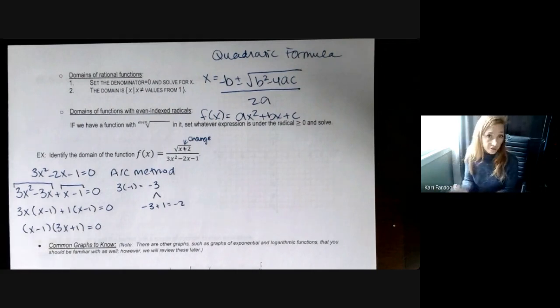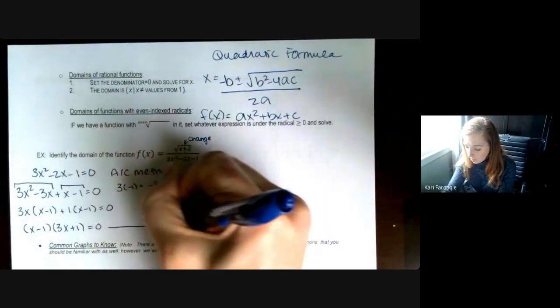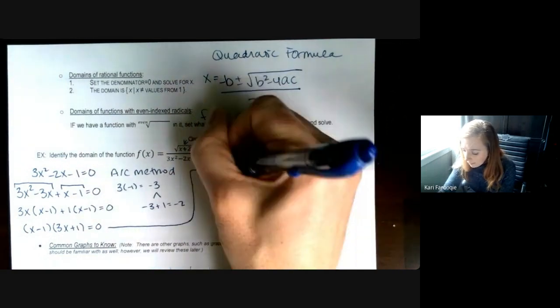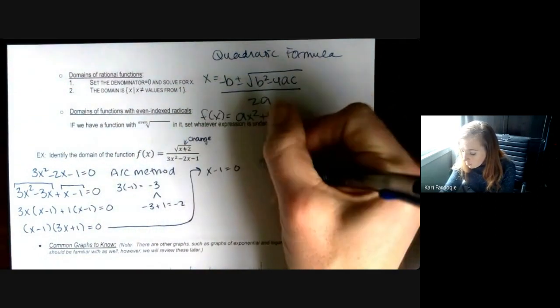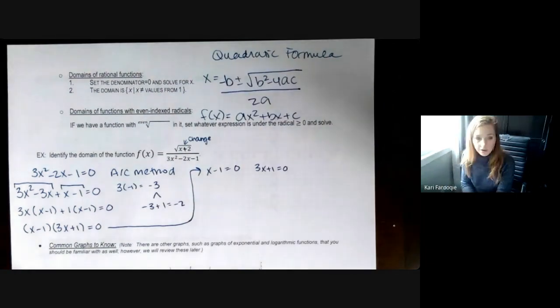Factoring only works sometimes. All right, so now you're going to use the 0 factor property. You're going to take each factor and set it equal to 0. So I'm going to take x minus 1 and set it equal to 0, and 3x plus 1 and set it equal to 0, and I'll solve for those values of x.